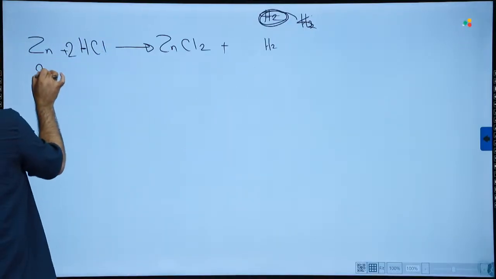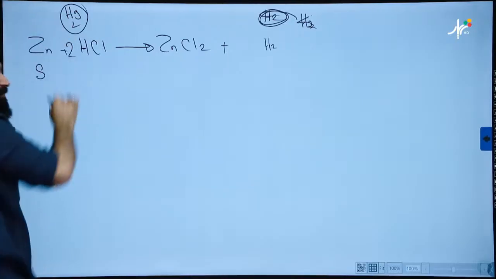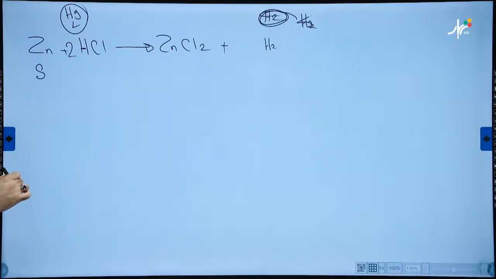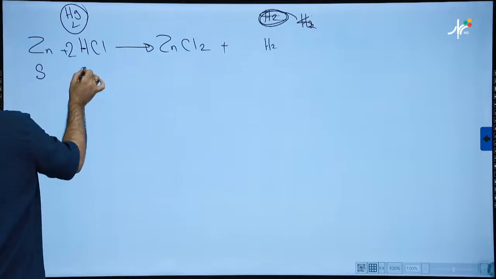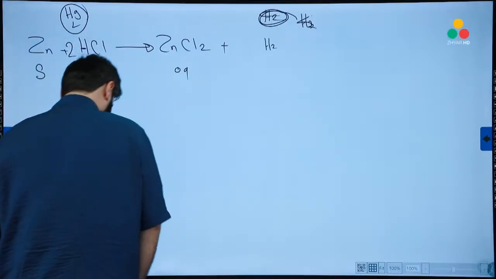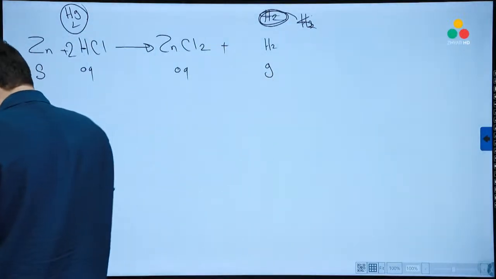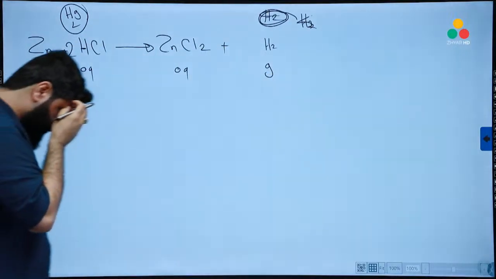The metal is always solid, but if we have mercury, it will be liquid. Then HCl is AQ. ZnCl2, according to the rules, is AQ. This is a gas. Okay, this is the formula equation.